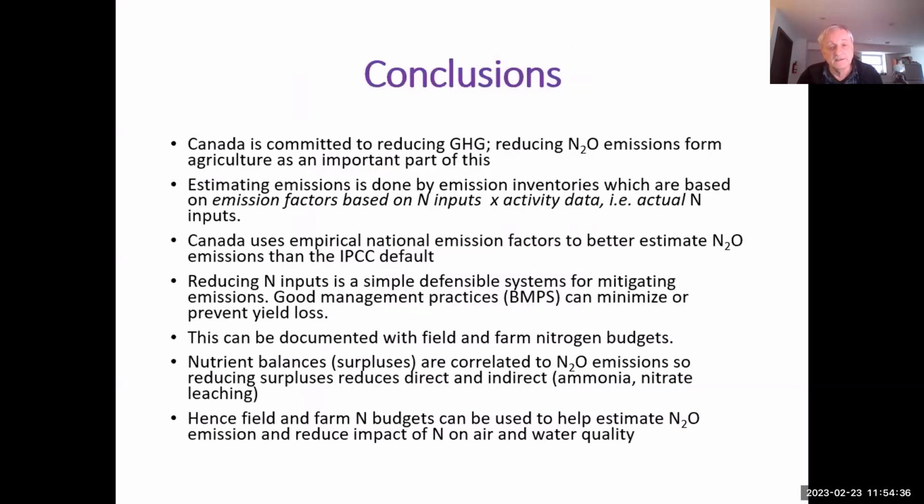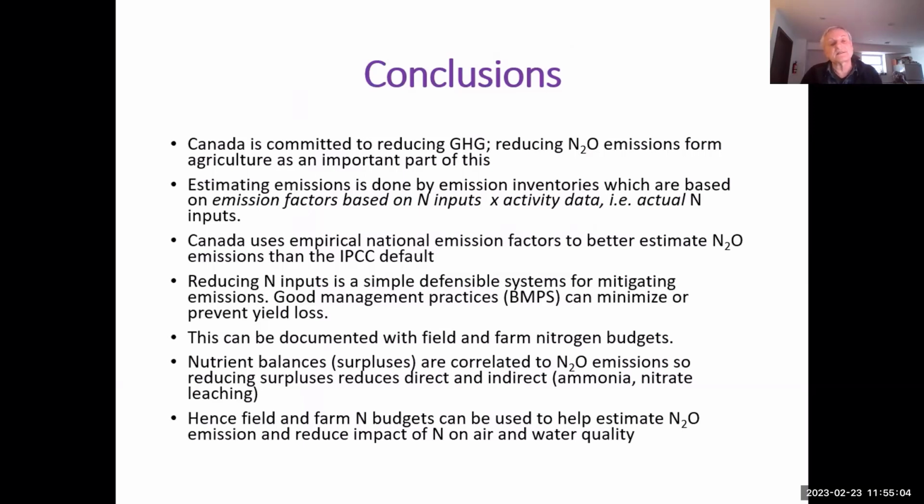So in conclusion, I've probably gone over time. Sorry. Canada is committed to reducing greenhouse gas. Reducing N2O emissions from agriculture is an important part of this. Estimating emissions is done by emission inventories and based on emission factors and activity data. And Canada uses empirical national emission factors to better estimate N2O emissions than the IPCC default.